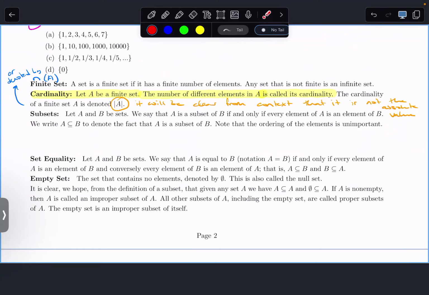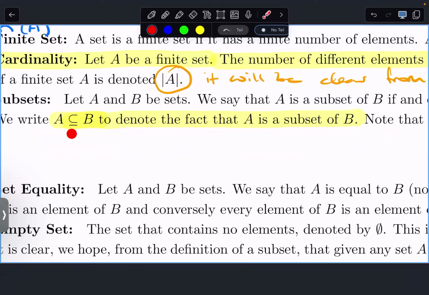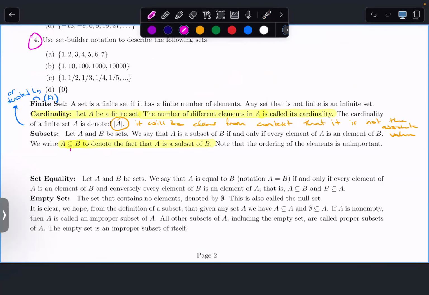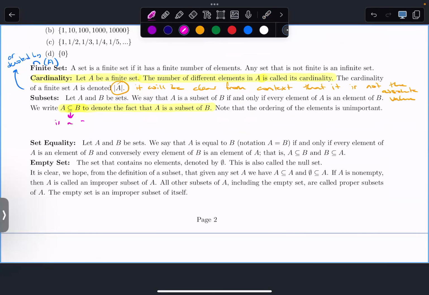So we know what a subset is. Do we know the notation yet? A is a subset of B. And the ordering of the elements is unimportant. Yeah? And so you could have 1, 2, 3 and another set of 5, 4, 3, 2, 1. The first set is a subset of the second set. Bless you.